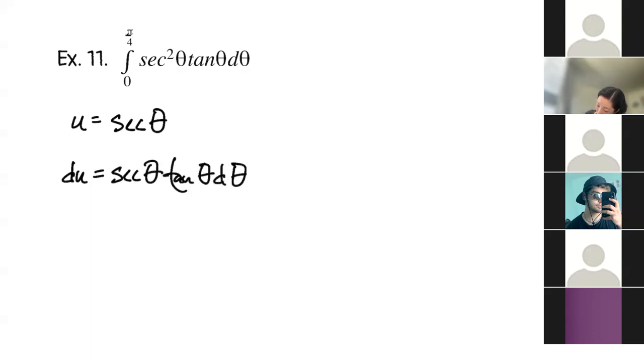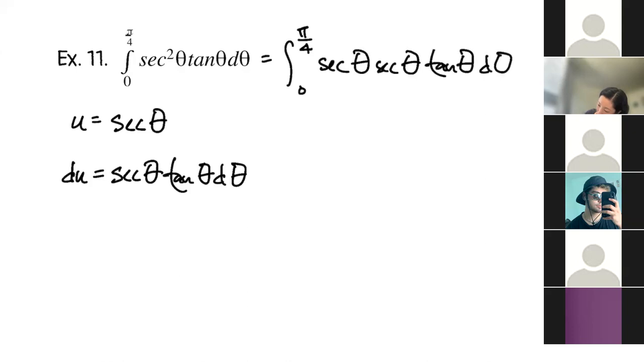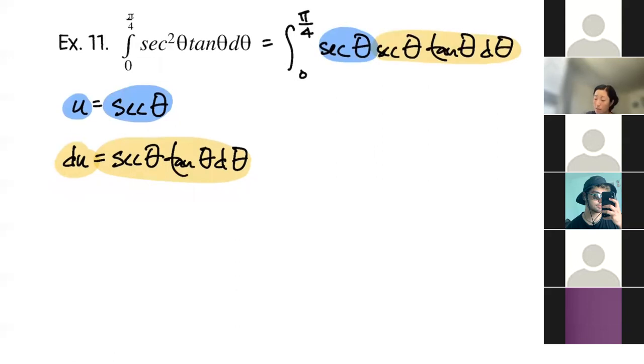Okay, so if I rewrote this as the integral from 0 to pi over 4 of secant theta tangent theta d theta, I mean, that works. Everywhere we see this, we can put a du. That takes care of this whole other blob right here. And everywhere we see this, we can call it a u. That totally works.